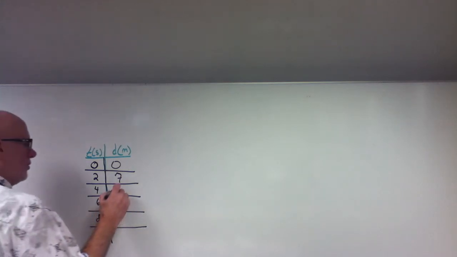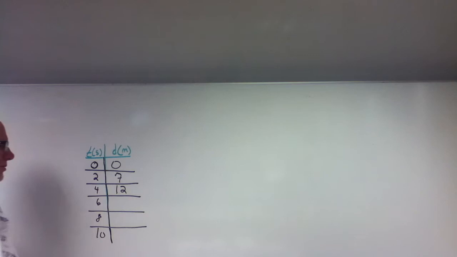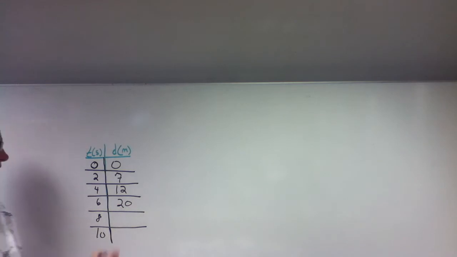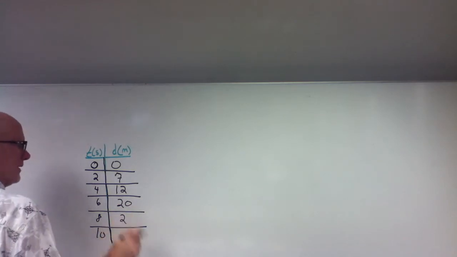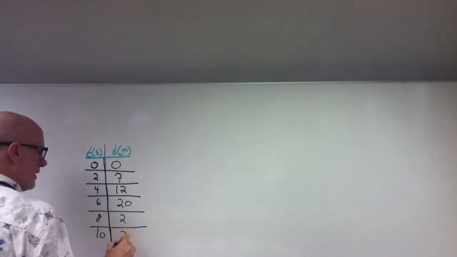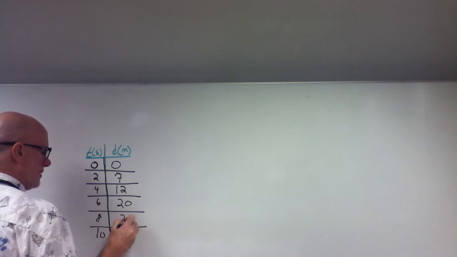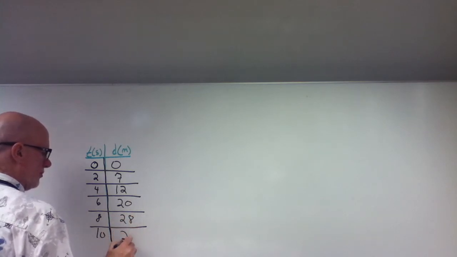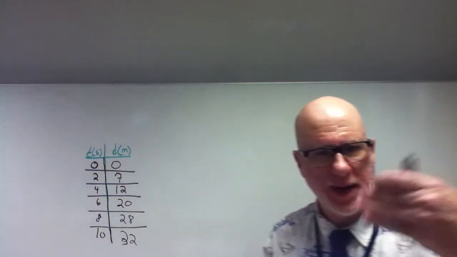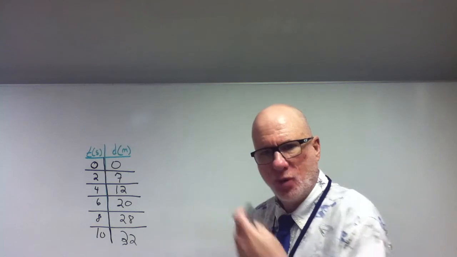Then you're going to go 12, then 20, then 27, say 28. Sorry, 28. And then you're going to go 32. So graph that. I'll do it on the board, but you graph it on your own paper. I'll make a rough graph on the board.